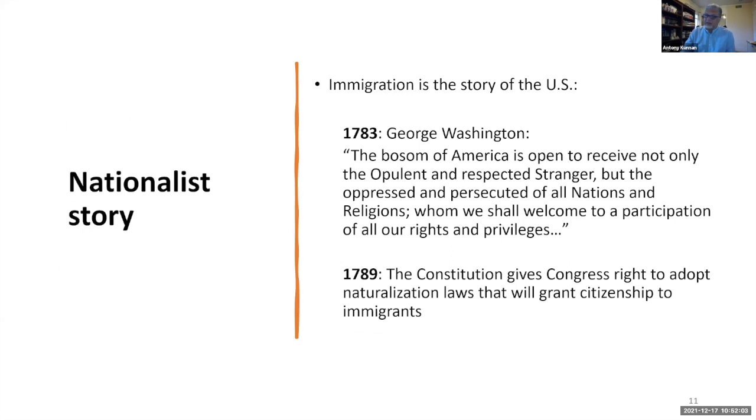Now, 1783, George Washington proclaimed, "The bosom of America is open to receive not only the opulent and respected stranger, but the oppressed and persecuted of all nations and religions, whom we shall welcome to a participation of all our rights and privileges." And the Constitution a few years later gave Congress the right to adopt naturalization laws that will grant citizenship to immigrants. So very open and powerful statements by Washington and action by Congress.